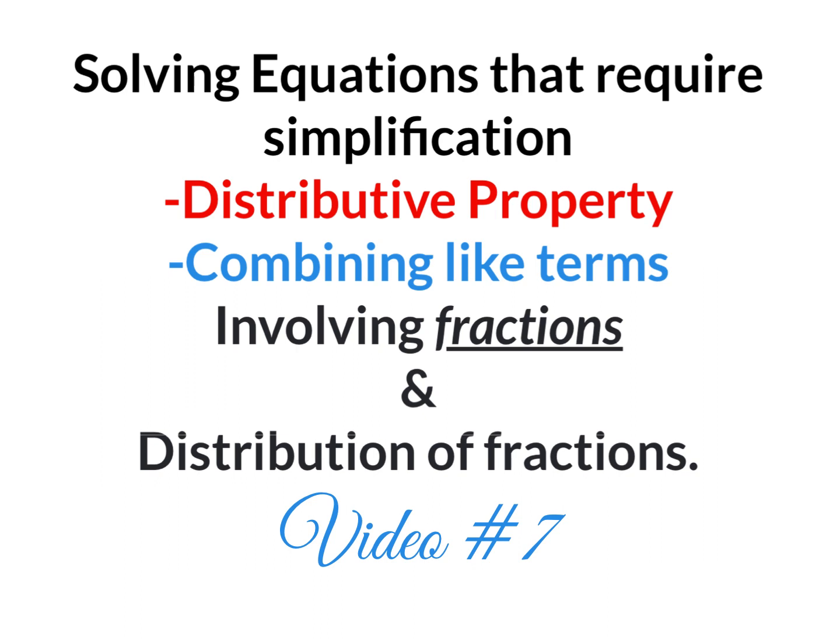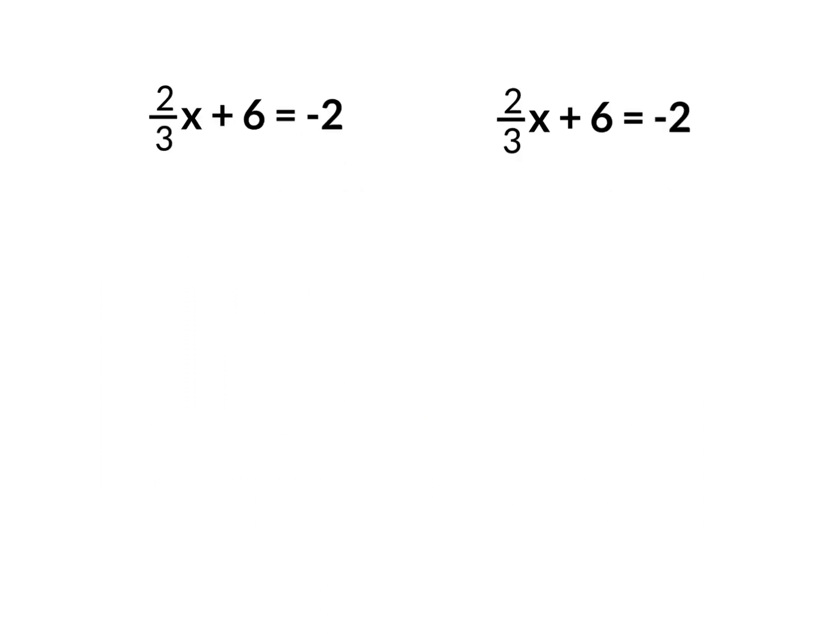Okay, so let's jump right in with the basic equation. Let's go ahead and copy this one down. 2/3 x plus 6 equals -2. And you probably are noticing that I have it written twice. That's because I want to do it 2 different ways. And whichever way you prefer, that's what you could do.